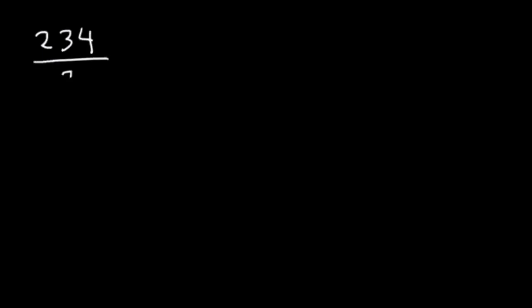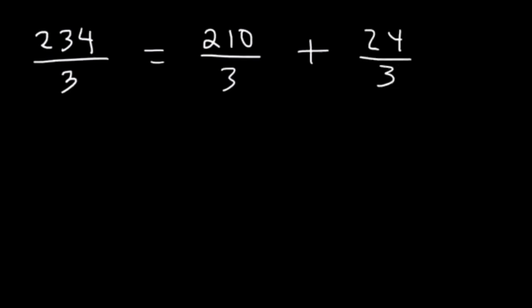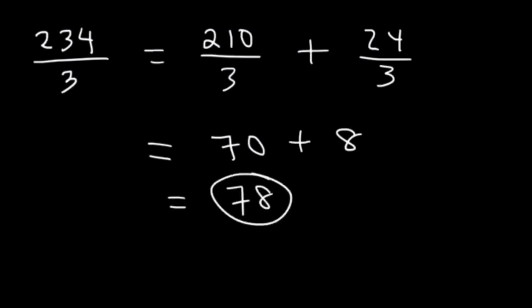Let's divide 234 by 3. So now you don't want to use 200. 200 is not a multiple of 3. However, you can use 210 because 3 goes into 21, so 3 will go into 210. And you also could use 24 because 24 is a multiple of 3. So you want to break down 234 into 210 and 24. You want to break it down into two numbers that are both divisible by 3. Now, we know that 21 divided by 3 is 7, so 210 divided by 3 is 70. And 24 divided by 3 is 8. So this is equal to 78.